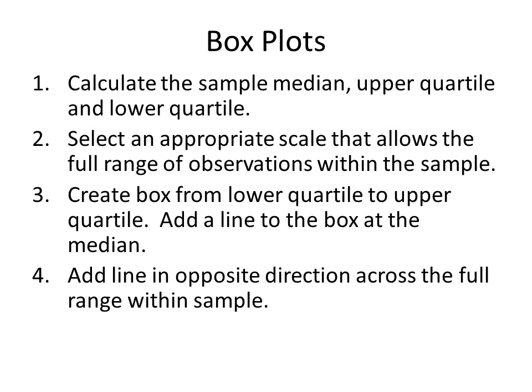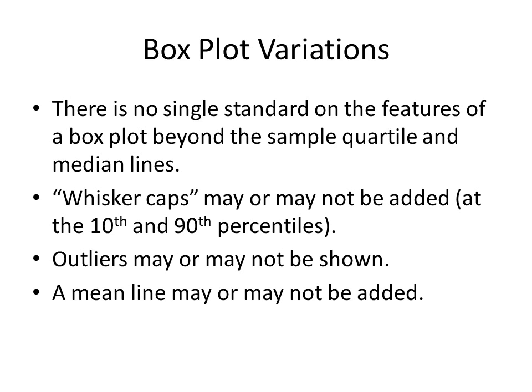Then you add a horizontal line in the opposite direction, showing the full range of values from the largest to the smallest. There are a number of different variations on the box plot. There's no single standard or accepted way to do it. Some might include the sample median and mean. Sometimes they show the outliers, and sometimes they have something called whisker caps. I'll show you with some examples.